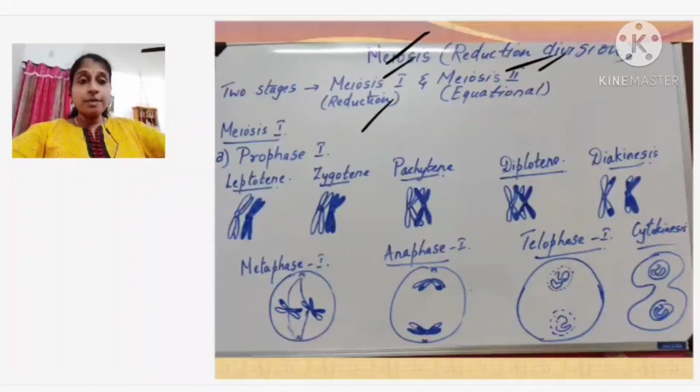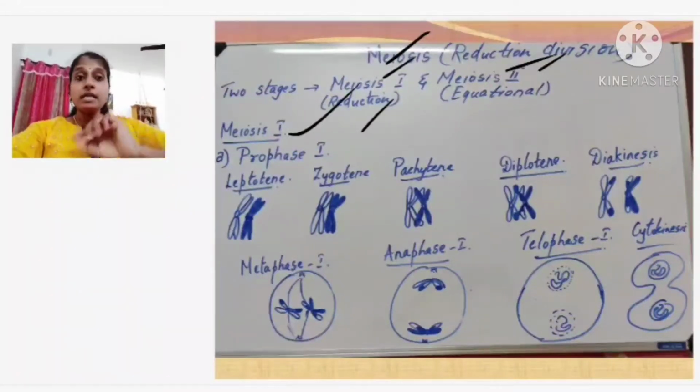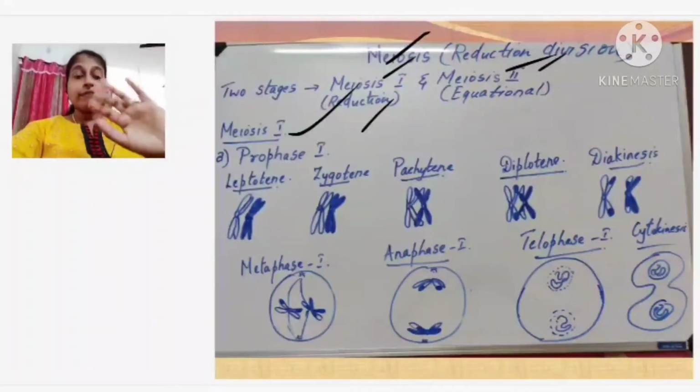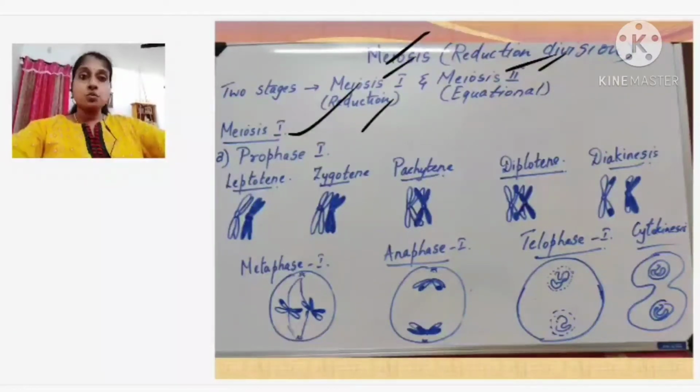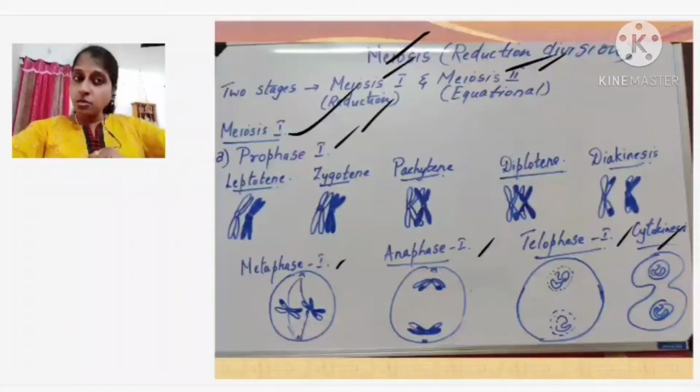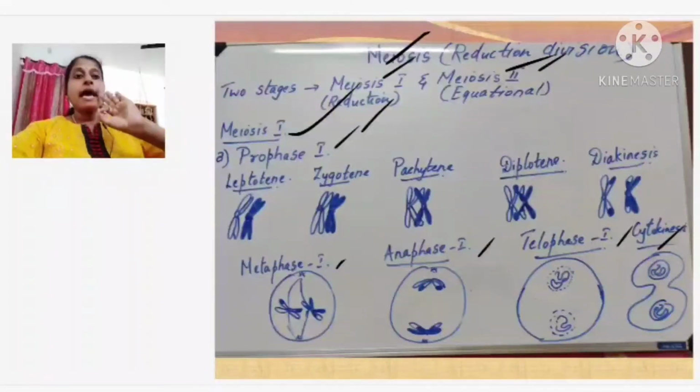Now first we will be discussing Meiosis One. Listen very carefully, it is a bit difficult to understand. What is happening in Meiosis One? Meiosis One is divided into sub-stages. What are they? Prophase 1, metaphase 1, anaphase 1, telophase 1, cytokinesis. So what are the stages? Prophase 1, metaphase 1, anaphase 1, telophase 1, cytokinesis.